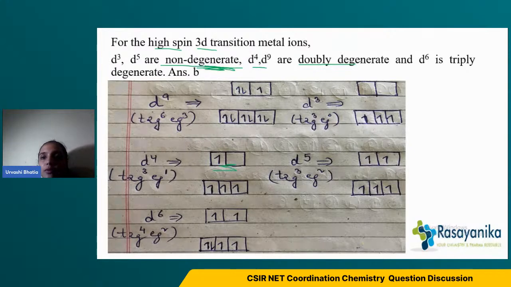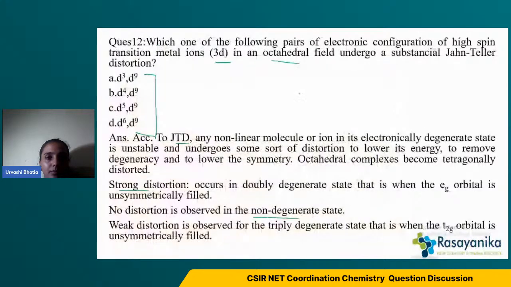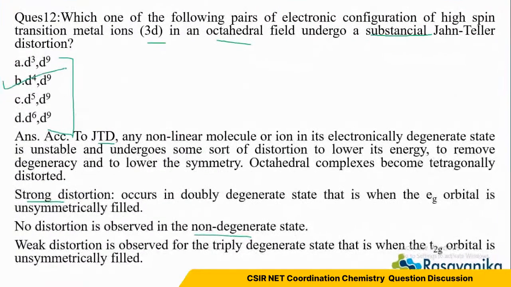And d6 is triply degenerate. You can see this is triply degenerate because this t2g is unsymmetrically filled, right? Two here, one and one. So d4 and d9 are doubly degenerate. So you can see here that d4 and d9 are doubly degenerate, so we need to find the substantial Jahn-Teller distortion. d4 and d9 doubly degenerate, right? Strong distortion, substantial distortion.